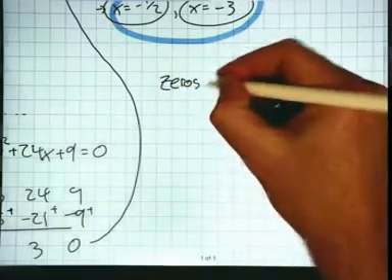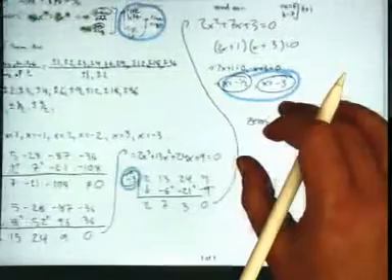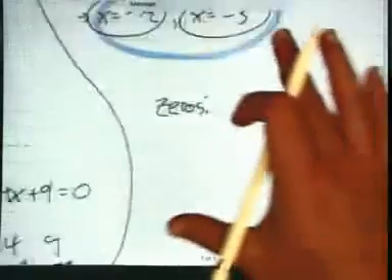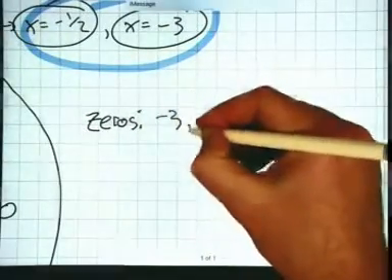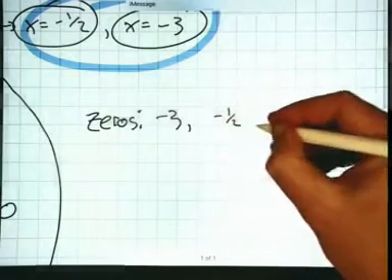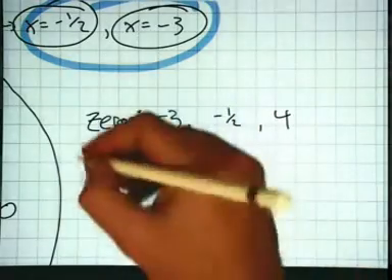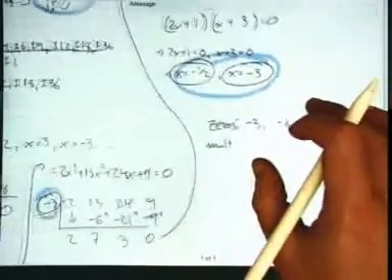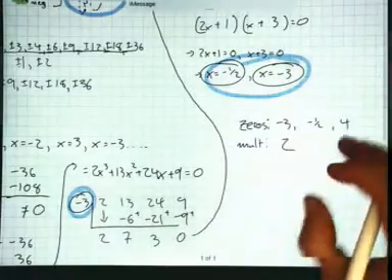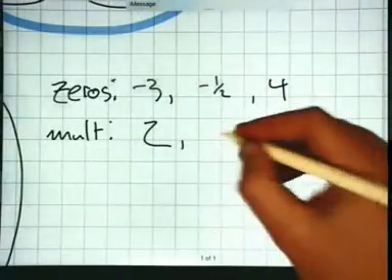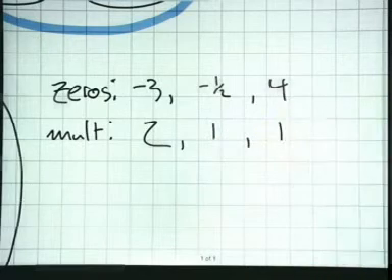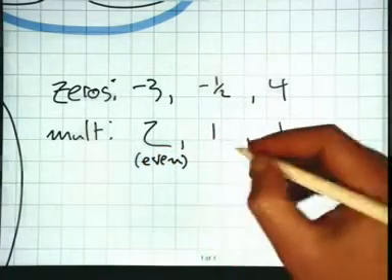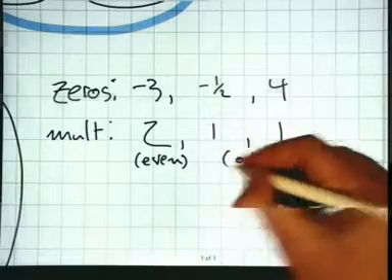So let's look at our zeros one more time. Our zeros are -3, 4, and -1/2. So I'm going to write that out as the following: -3, -1/2, and 4. Then I'm going to talk about their multiplicities. -3 is repeated twice, and each of these are repeated once. That is even, and these two guys are odd.